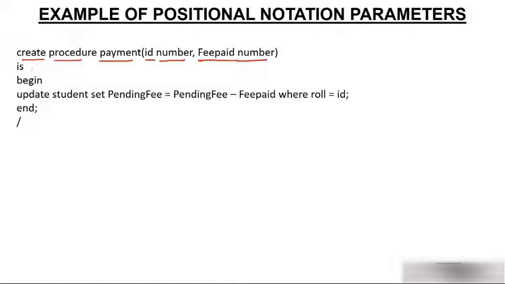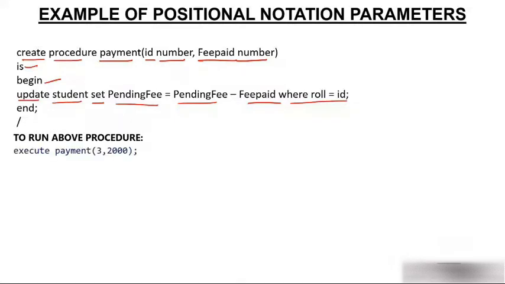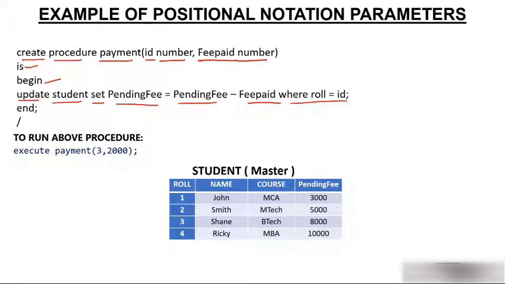Fine. Then begin, and what we are doing is update. What are we updating? Student. So this means student is a table. We are updating student, setting pending fee equal to pending fee minus fee paid, where role equal to ID. So this is the method to run our procedure, and this is the table, and now you can understand.